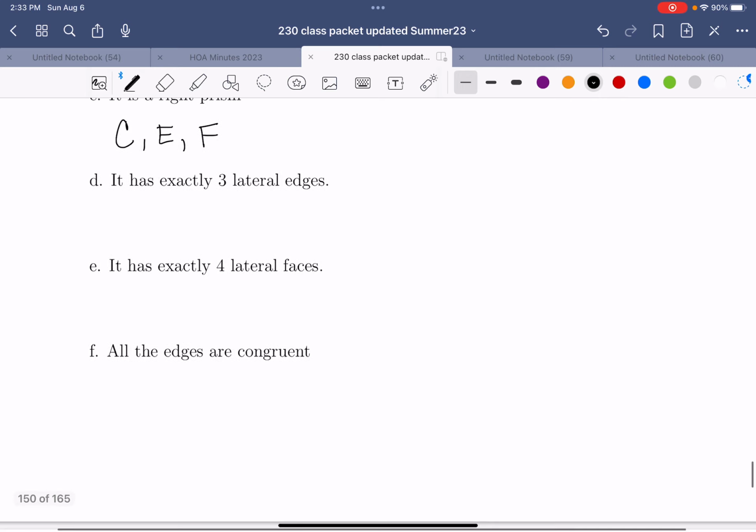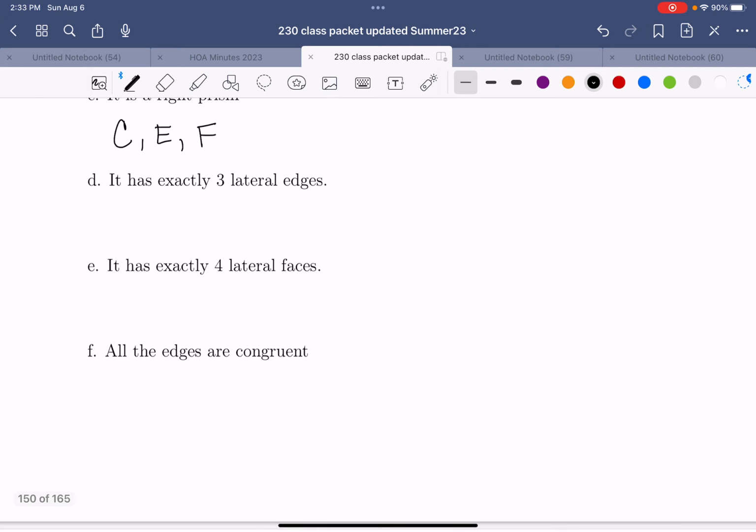All right. The last three. D, it has exactly 3 lateral edges. Okay. So A does, if you choose one of those triangles as your base, then it has 3 lateral faces and 3 lateral edges. So A counts here. B does not. B is going to have 4 because its base is a quadrilateral. C is going to count, your triangular prism. There is a lateral edge where each of the 3 lateral faces meet each other.